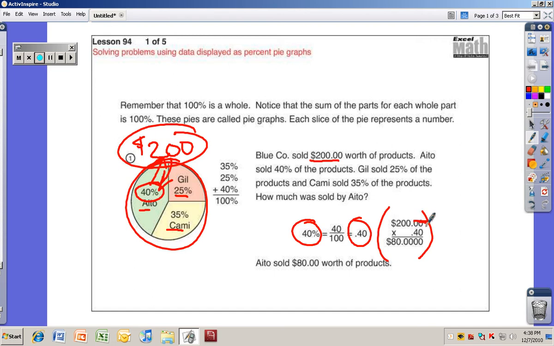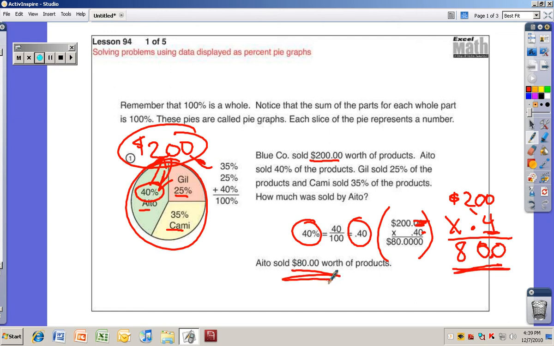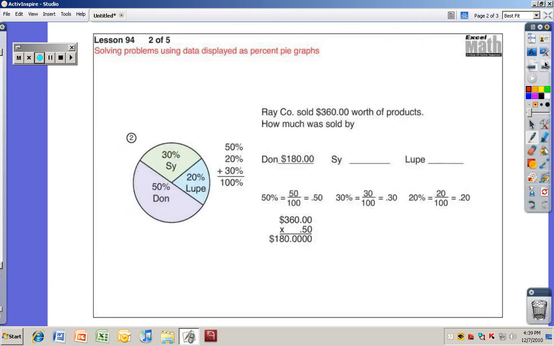Now these zeros are kind of meaningless out here. A better way to do this one would be 200 times 0.4. 0.4 is 4/10, 40 hundredths, 40%. So you put down 0, 0. 2 times 4 is 8. And then the decimal point goes over one spot. And a little bit less than half of 200 would be 80, and that makes sense. So he sold $80 worth of products. That's a little bit tricky for you. Go back and watch it again until you get the understanding, okay?